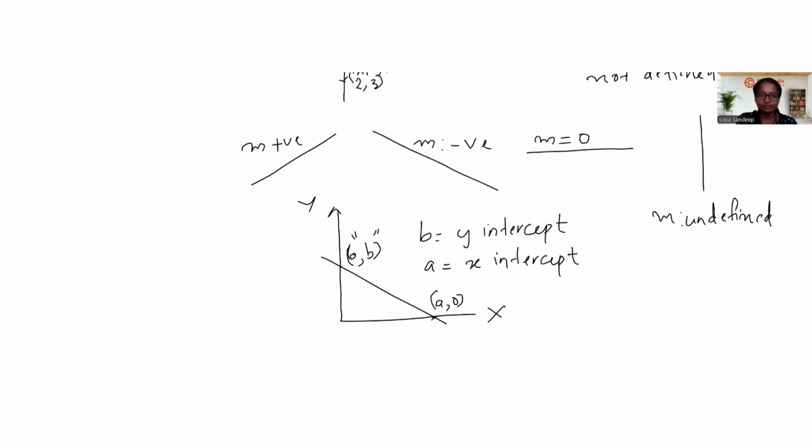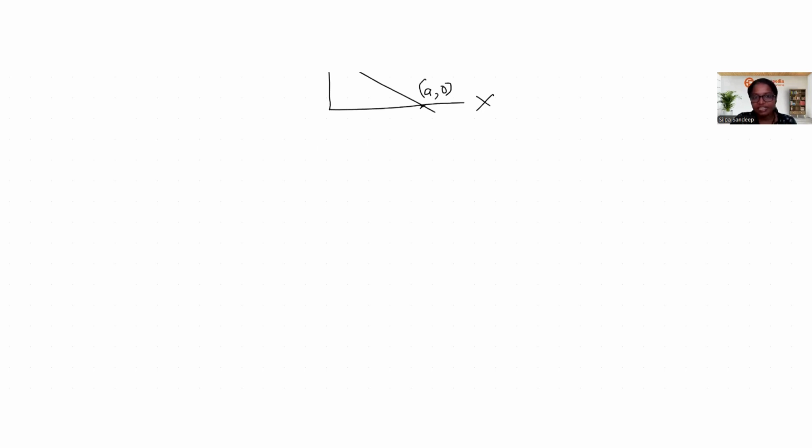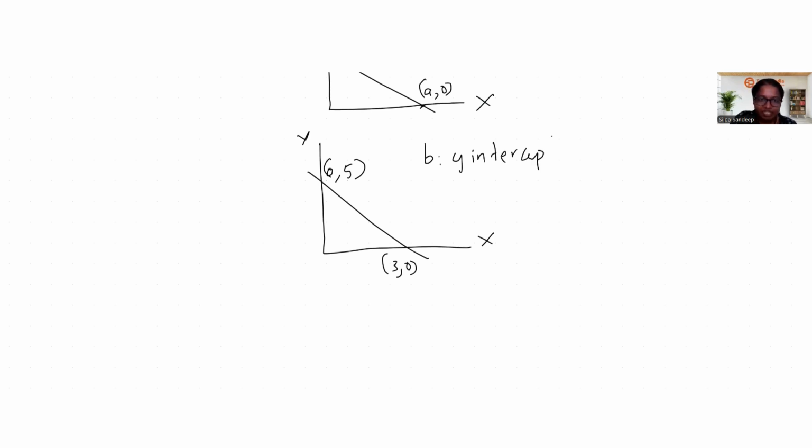For example, you have a line like this. This is the x-axis and y-axis. Let this point be 0, comma 5 and this point be 3, comma 0. Then here b or y-intercept is 5. Y-intercept is the y-coordinate where the line crosses the y-axis. Then x-intercept is 3. X-intercept is the x-coordinate where the line crosses the x-axis.